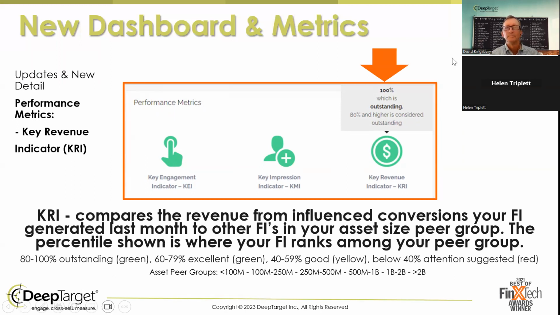And now our third one is what we call our key revenue indicator. What that does is compare the revenue that has been influenced by Deep Target with your peer group. So what that means is we're not going to be comparing a $2 billion institution with a $100 million institution. So people within your peer group, and you can see those asset value peer groups down at the very bottom there. It's going to look at how much revenue you did last month, compare it to the other institutions in your peer group, and give you a ranking. This particular one says 100%, so that means they're at the top of that peer group. So, awesome, this is a great indicator.